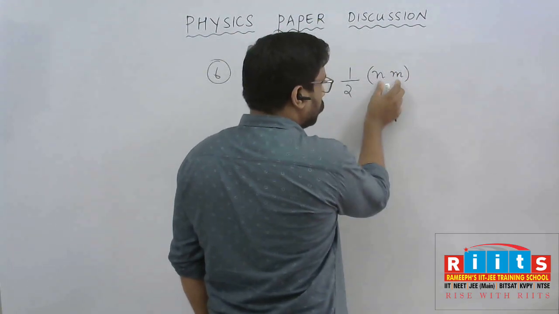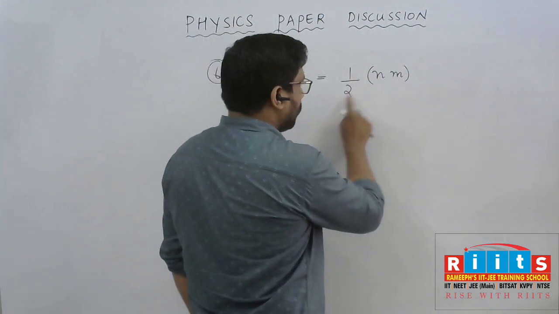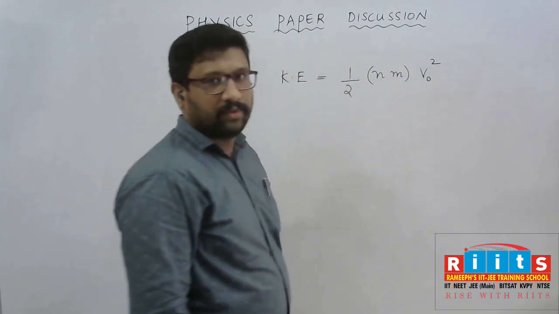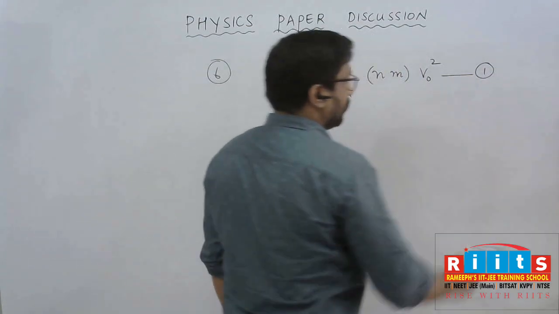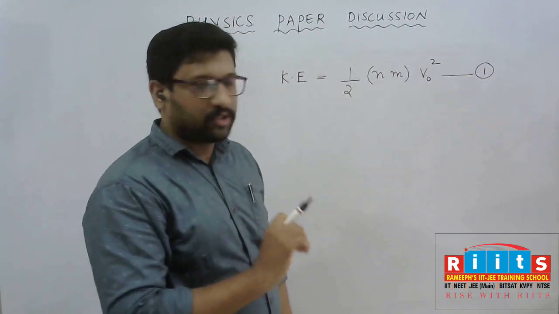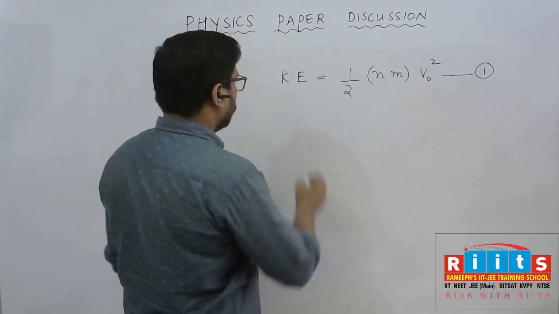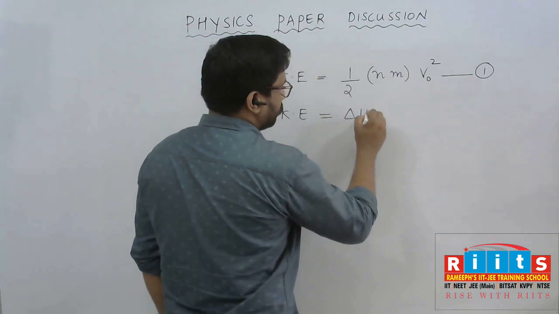So n into m will be the total mass of the gas in the container. So half m V0 square. This is the kinetic energy of the gas in the container. Let's say this is equation number 1. When this container suddenly stops, the whole of this kinetic energy will be transformed into potential energy. The kinetic energy is transformed as potential energy.